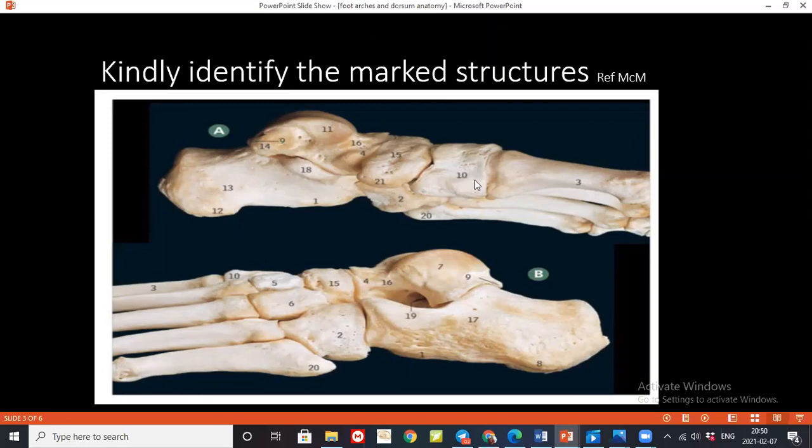So number 10 is the lateral cuneiform. No, medial cuneiform. How many cuneiform bones are there? There are three. Yes, 10 is the medial cuneiform, 5 is the intermediate cuneiform, 6 is the lateral cuneiform, and 2 is the cuboid. Yes, okay. In picture B, can you identify what 19 is, please?